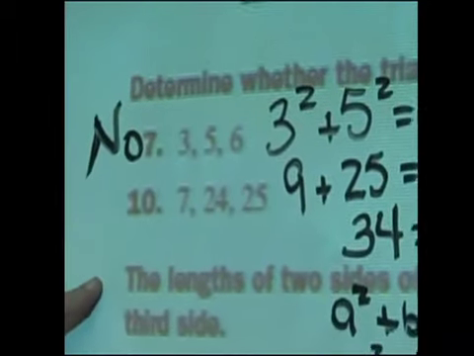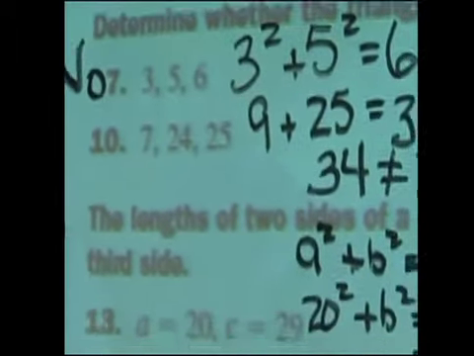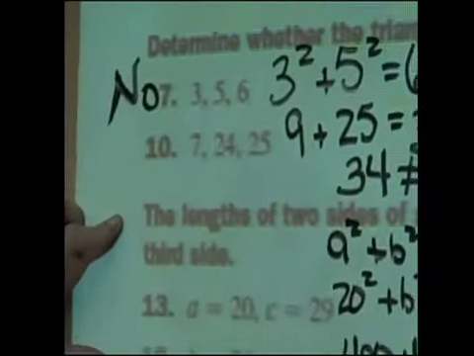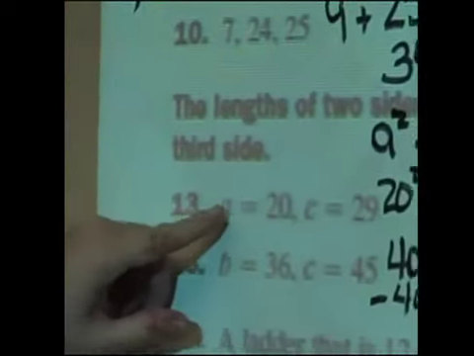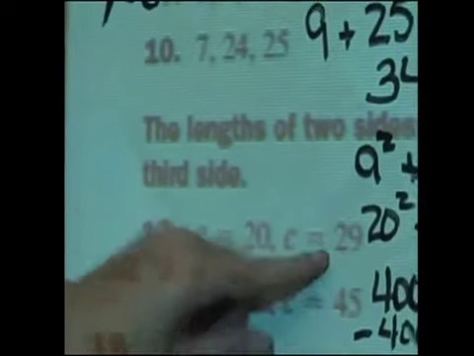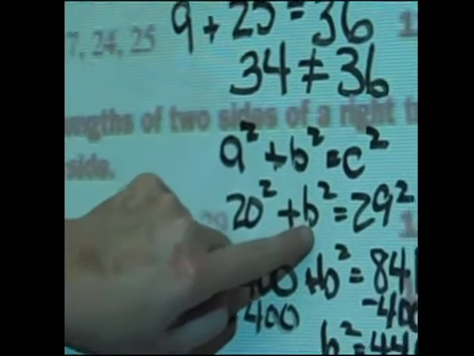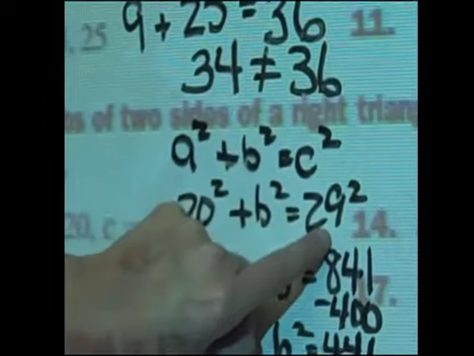Now for the next section, 13 through 18. The lengths of two sides of a right triangle are given. Find the length of the third side. It's the same thing as you did in problem number 6. Right here you have an A and you have the C given. So we plug it into the formula. You have 20 squared plus B squared equals 29 squared.